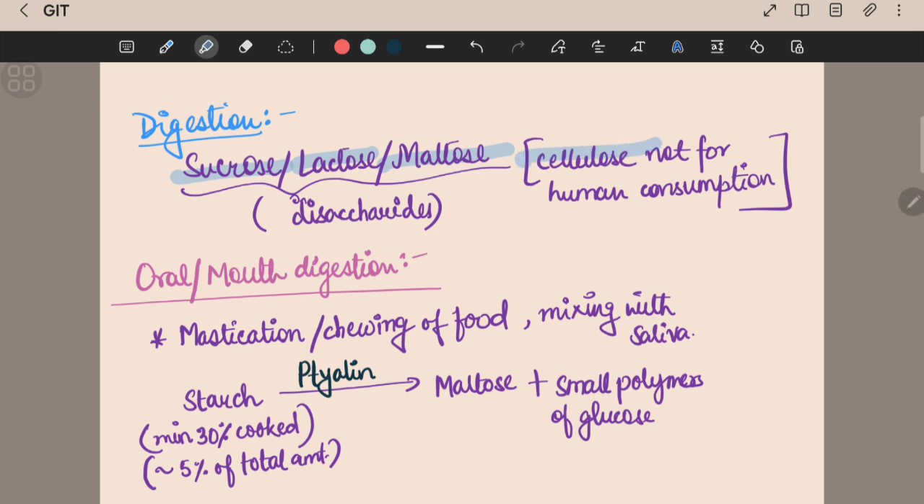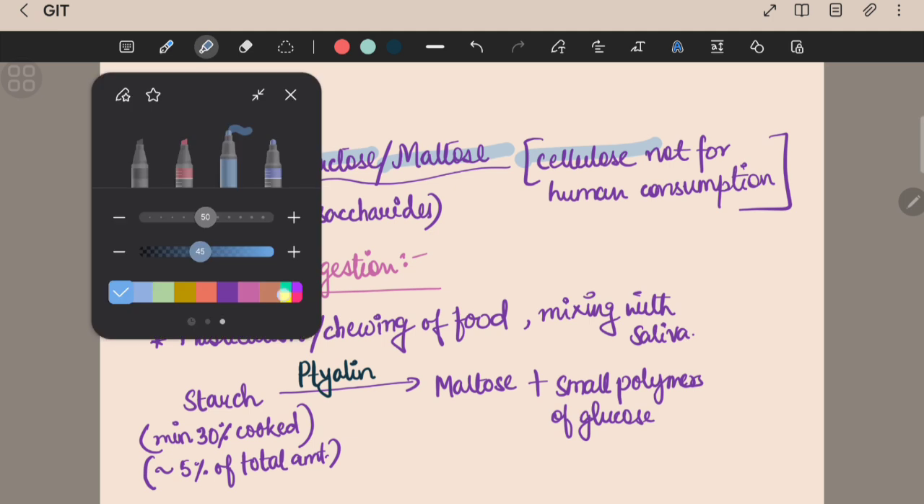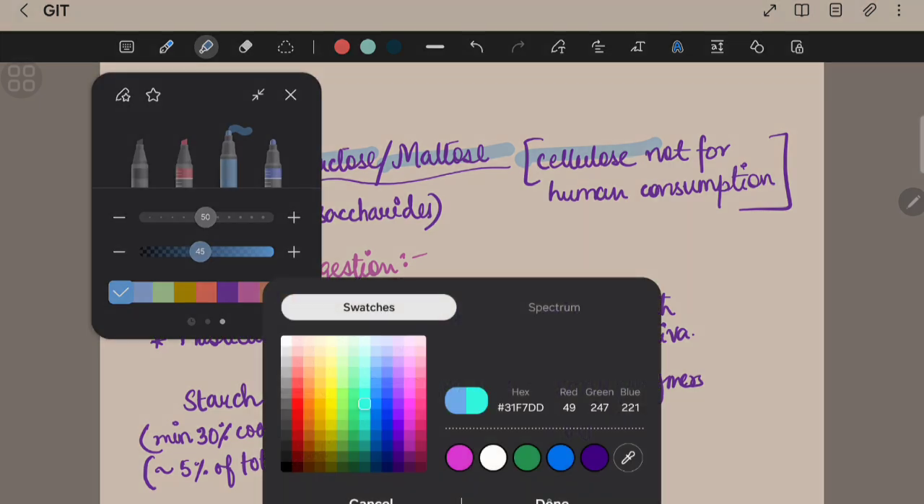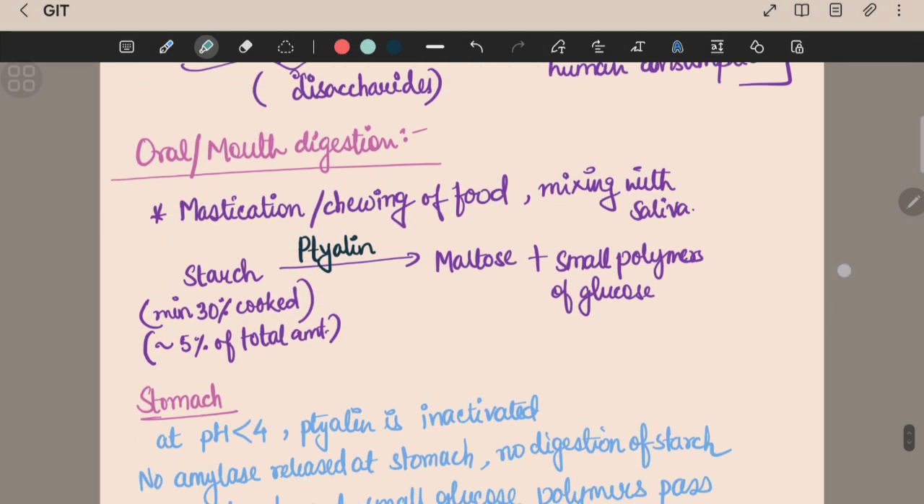Now, talking about cellulose, remember cellulose is not for human consumption. It means our body is unable to digest cellulose because we don't have the enzyme cellulase. So, coming on to the oral or mouth digestion, first, as I've told you, there will be mastication, lubrication of the food, and mixing with the saliva. Saliva will be released from the salivary glands and there will be mixing.